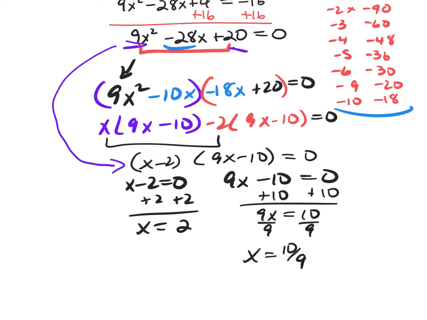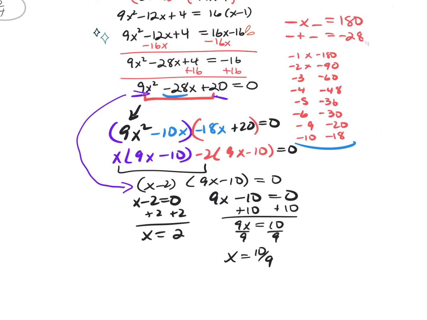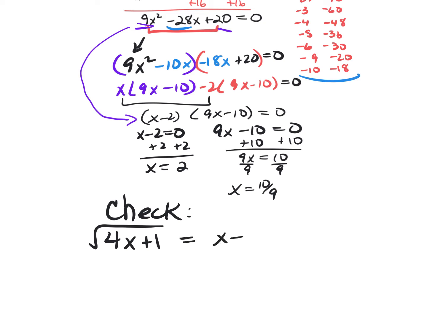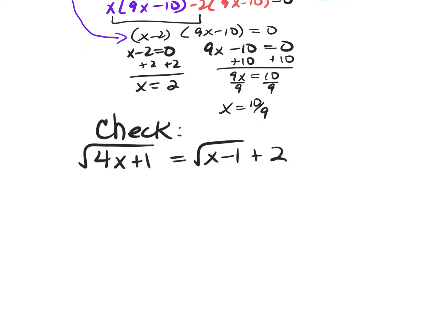Whatever works for you. Now, this is, again, a mandatory check, so we have to check these two answers. So let me go ahead and do the check now. Okay, so I'm going to check my answer. I'm plugging it into the original, and the original was the square root of 4x plus 1 equals x minus 1 under the square root plus 2. So I'm going to plug in 2 first.